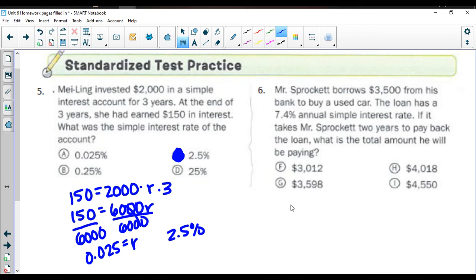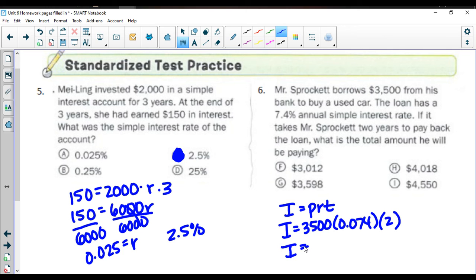Mr. Sprocket borrows $3,500 from his bank to buy a used car. The loan has a 7.4% annual simple interest rate. It takes him 2 years. What's the total amount he's paying? So we're calculating our interest. So 3,500 times 0.074, and that's going to be 2 years. So his interest is 3,500 times 0.074 times 2.